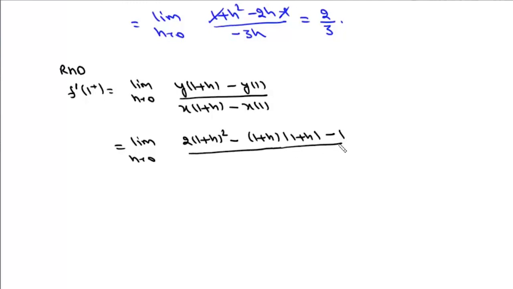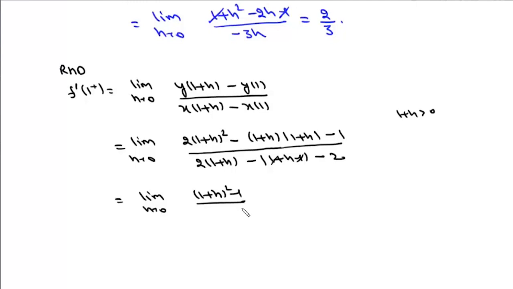upon, now x(1 plus h) is 2 times (1 plus h) minus mod of (1 plus h) minus 1, and then minus x(1), and x(1) is 2. Now this is limit h tends to 0. Now 1 plus h is greater than 0, and h is also greater than 0. So it will be (1 plus h) whole square. So we can write this as (1 plus h) square minus 1 upon, now this 2 and 2 will cancel, and here it will be this h.